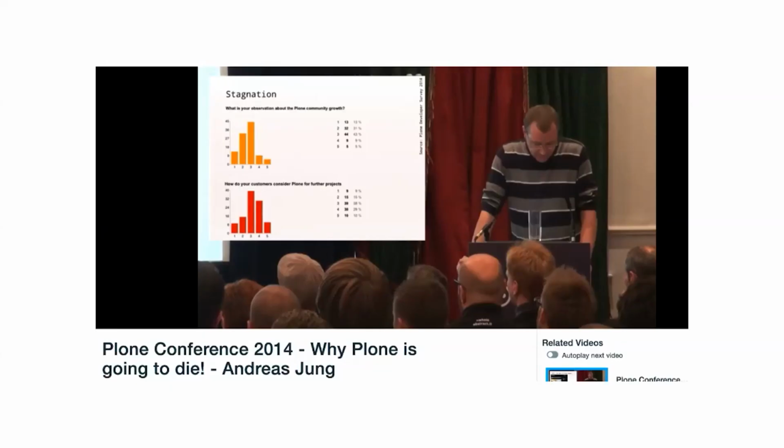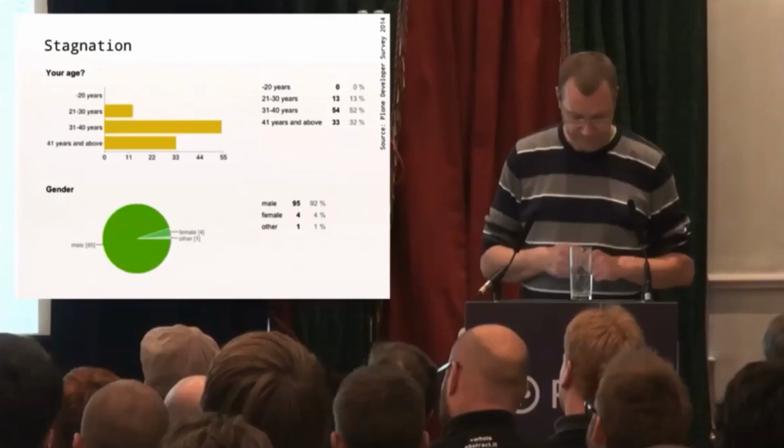So in 2014, Andreas Jung conducted a survey, which he revealed at the Plone conference, that revealed that the Plone community was indeed shrinking and aging because of lack of new members. He presented it at that conference in a pretty direct way. The chart presented here shows that the people who were still members of the community at that time were mostly the ones who joined 10 or more years before and stayed.